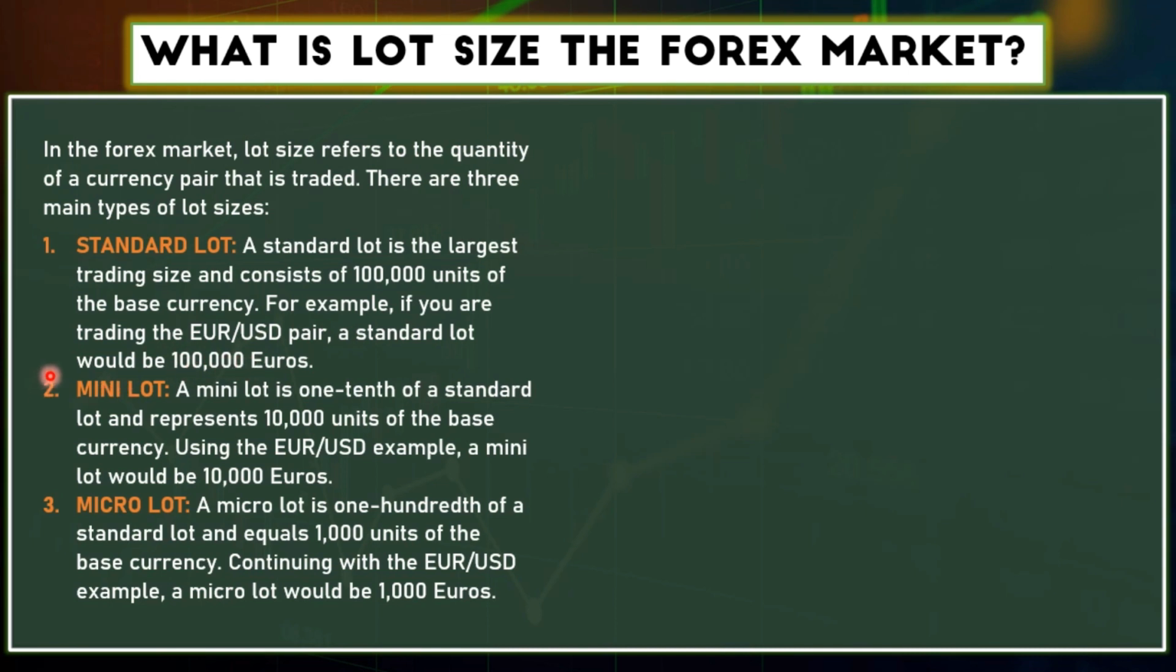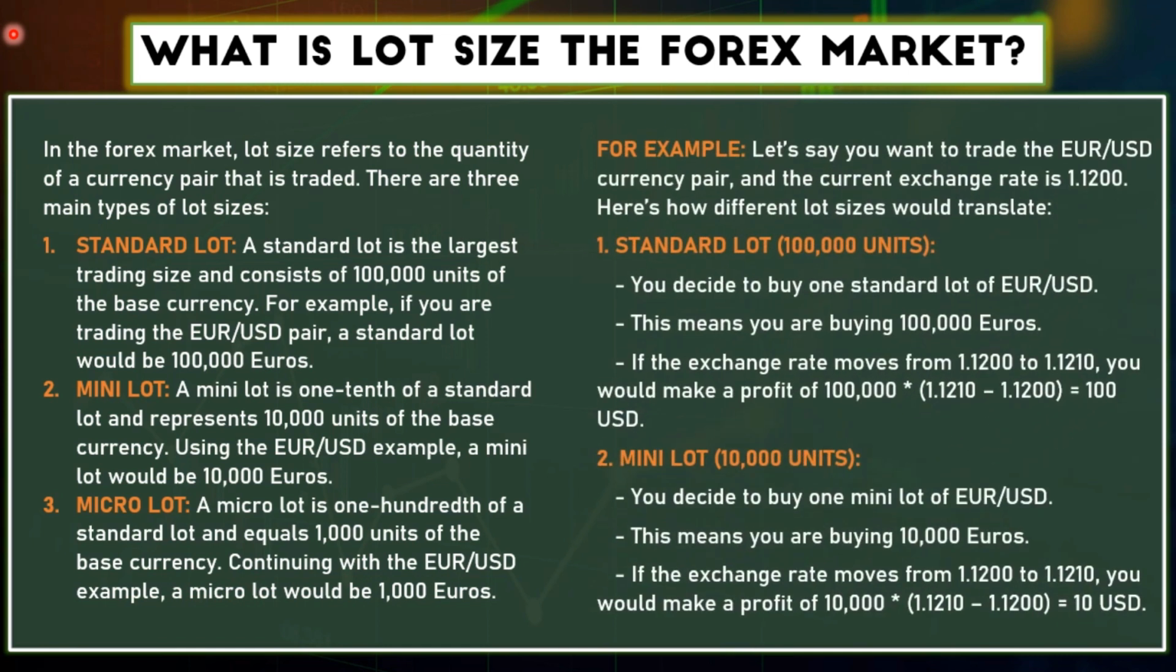So let's come to the mini lot. The mini lot is one tenth of a standard lot and represents 10,000 units of the base currency. Using the euro to US dollar example, a mini lot would be 10,000 euros. Then the micro lot is 1/100 of a standard lot and equal to 1,000 units of the base currency. Continuing with the euro to USD example, a micro lot would be 1,000 euros.